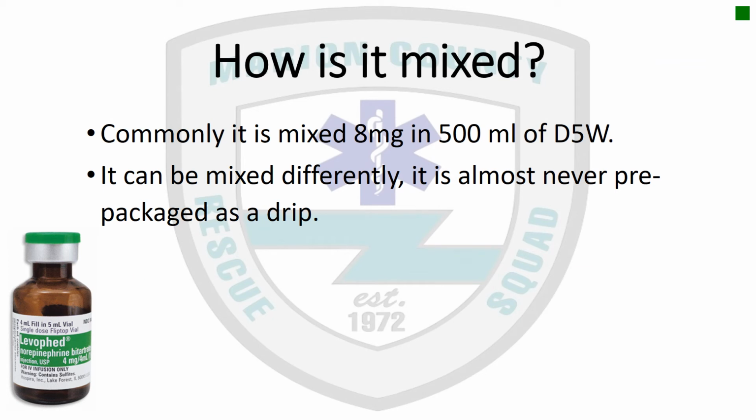Levophed is most commonly mixed 8 milligrams in 500 milliliters of D5. It can be mixed differently, and it is almost never prepackaged as a drip. Fairmont Regional mixes it 8 milligrams in 500. It's also worth noting that this should never be mixed in normal saline. It has a very bad reaction. It should either be mixed in D5 or LR.